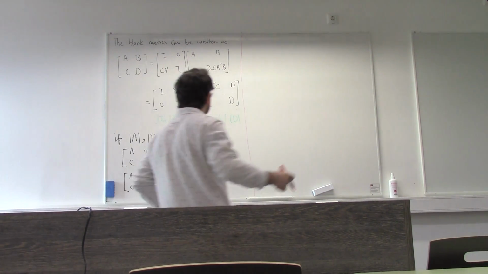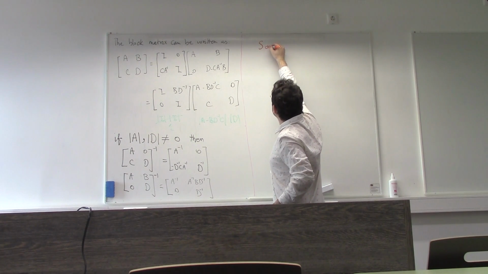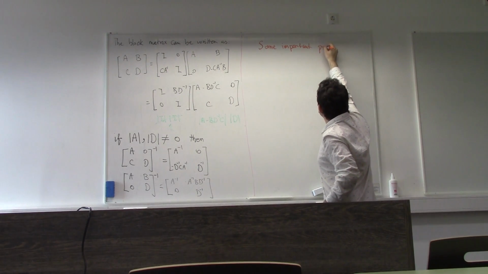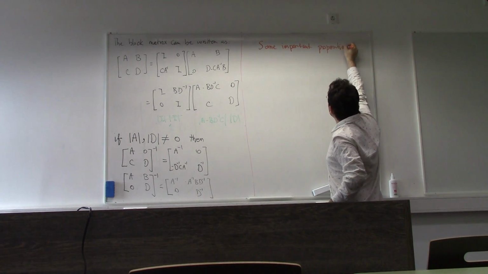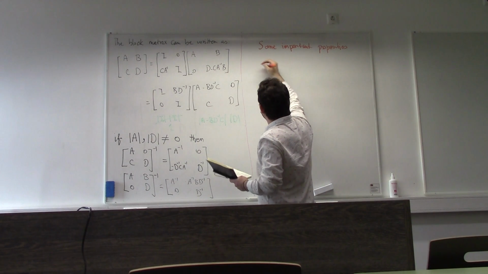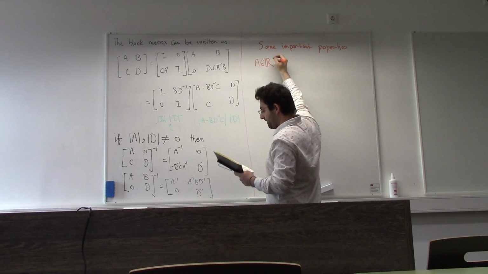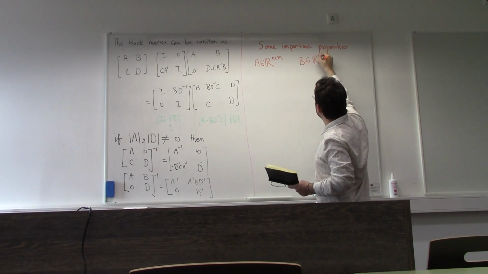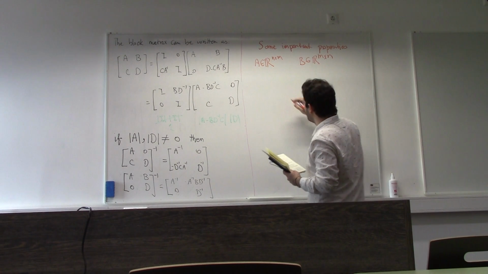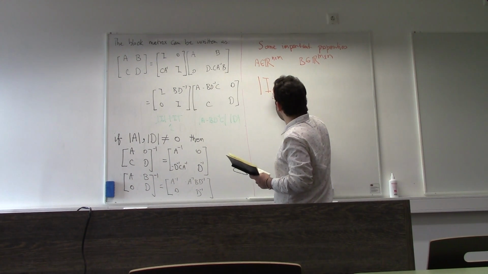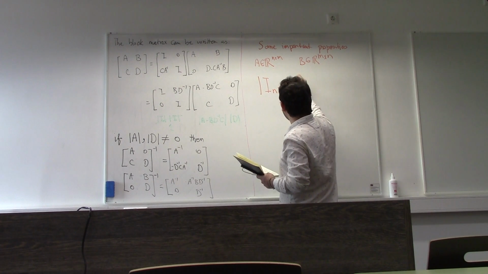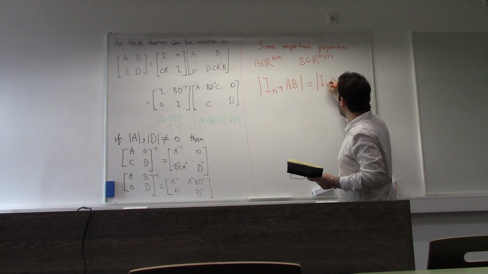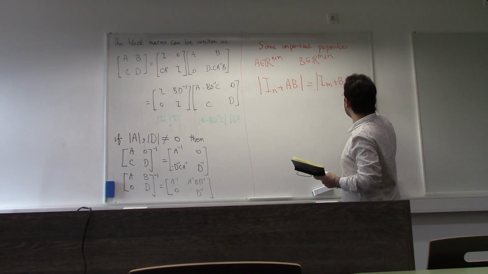Some important properties. Given that A is n by m and B is m by n, the determinant of In plus AB is equal to the determinant of Im plus BA.